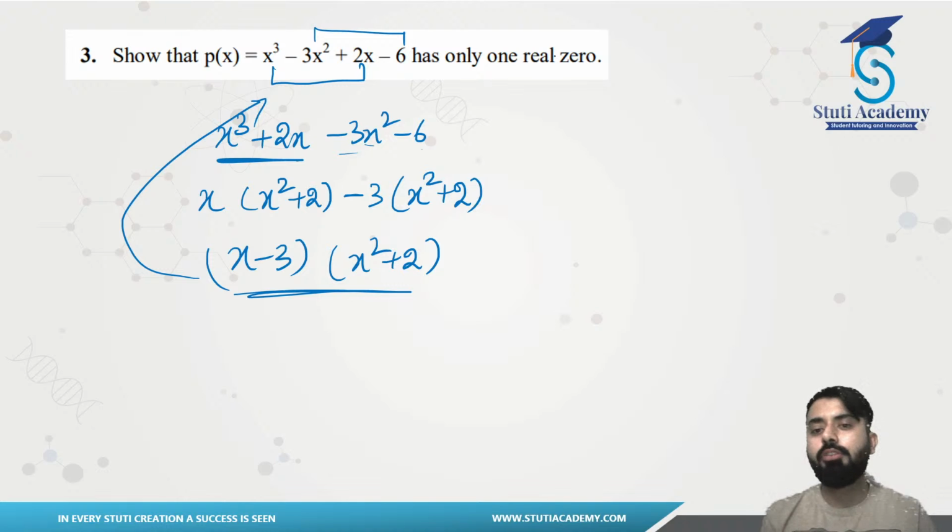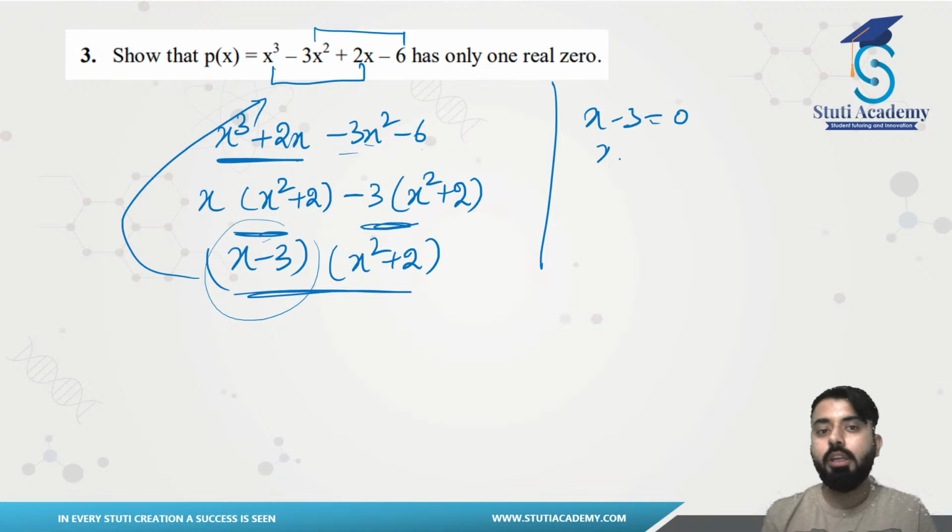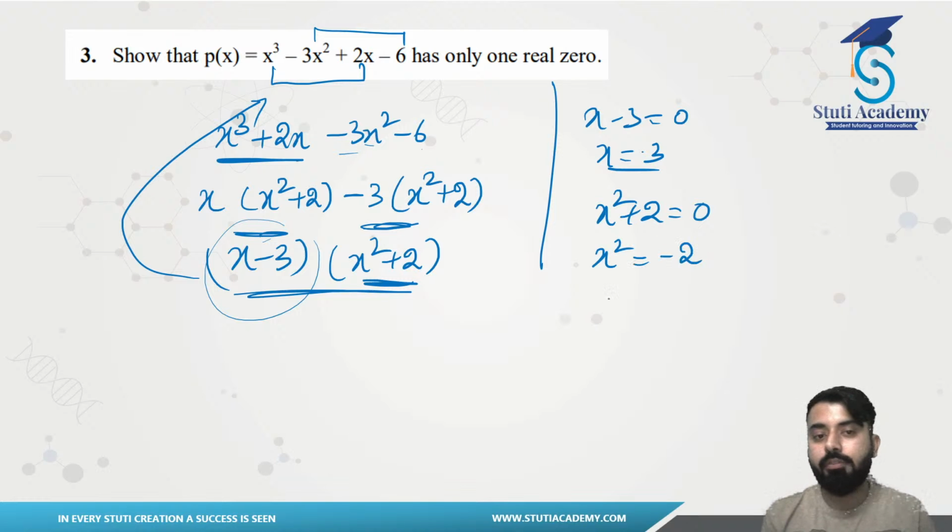Now you have to find out zeros. So this expression will be 0 if this value is 0 or this value is 0. So for that you have to do what? Just put this against 0. That means x minus 3 equals 0, x will be what? A 3. Or put this against 0, that means x square plus 2 equals 0. So x square will be equal to what? A negative 2. X will be what? A square root of negative 2.